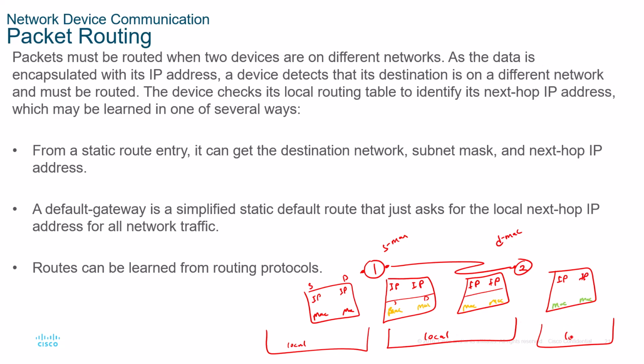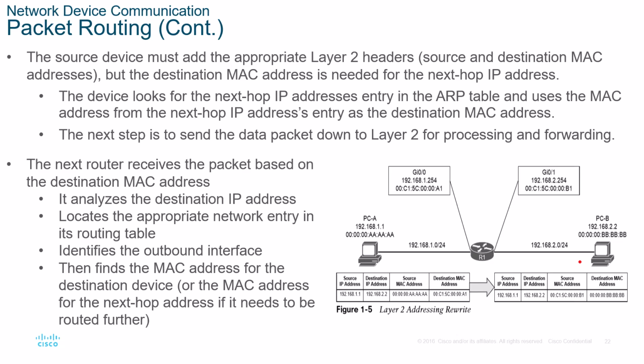MAC addresses are used for local network communication. Once it gets to the third network, again, it's going to strip off the MAC, look for the destination, and there we go. Each hop, each layer 3 network is going to be separate. Packet routing. The source device must add the appropriate layer 2 data.